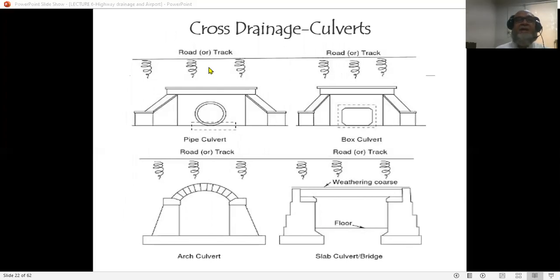These are typical examples of cross drainage work. We have a pipe culvert. So this is a structure and the water is allowed to pass through the pipe. Another way is to have a box culvert. There is an arch culvert. Now this whole section will allow water to pass. And there is a slab bridge which will allow water to pass from the site. Depending upon the capacity, we can have this construction.